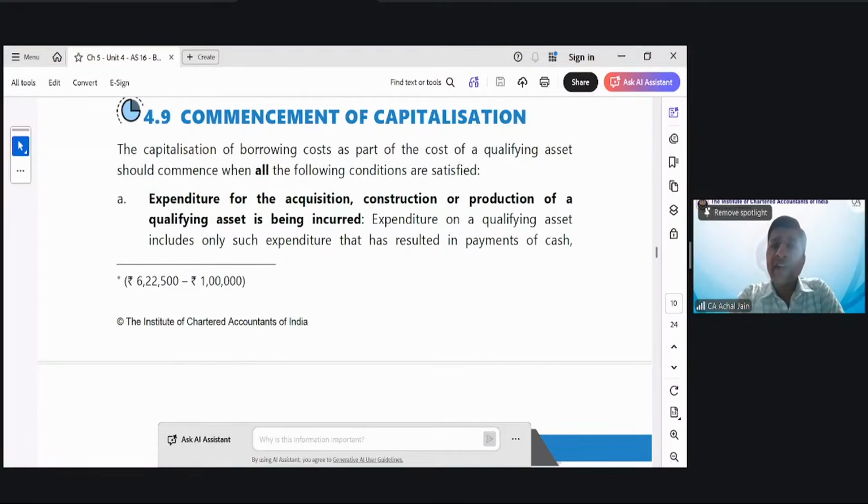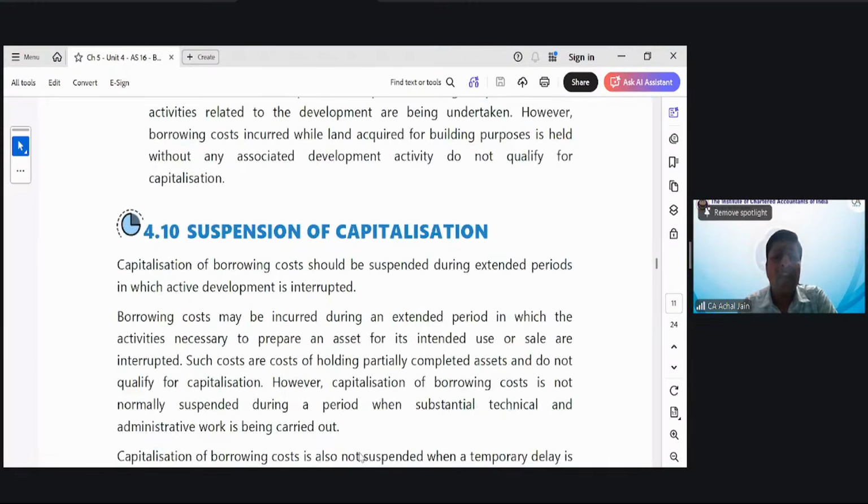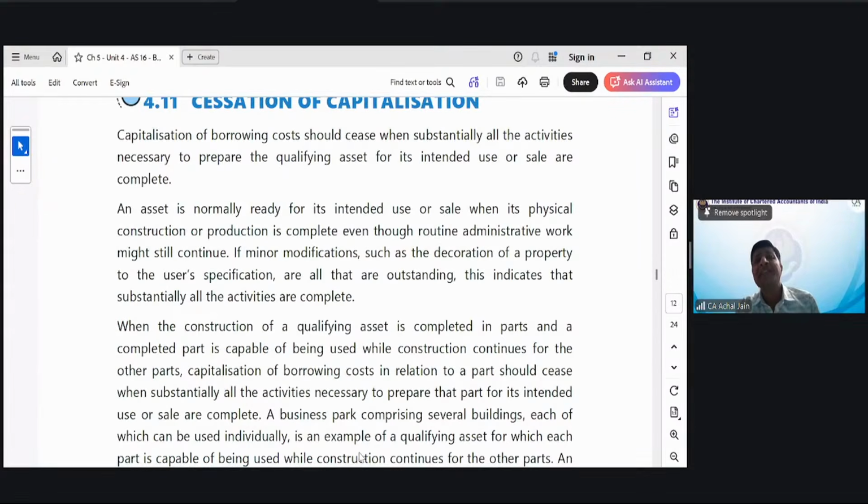Okay, so now what we will discuss is, let's suppose we were to capitalize in case of a qualifying asset. So when do you start the capitalization? And when do you stop that? Means when would this come to an end? And if let's suppose there is any stoppage in between, do we also need to suspend that? So there are three situations we are going to discuss.